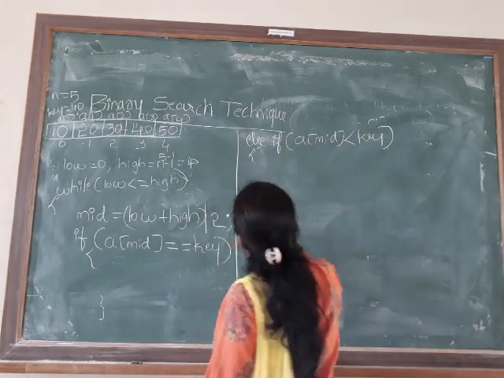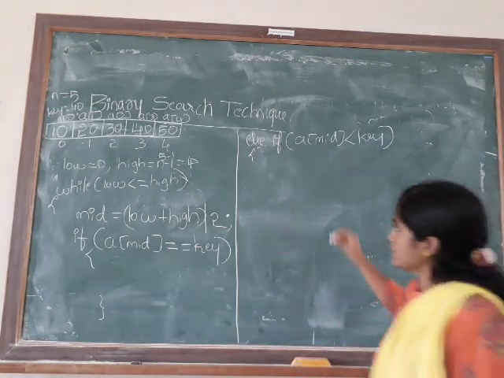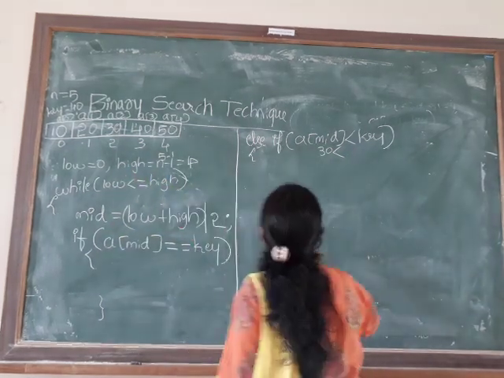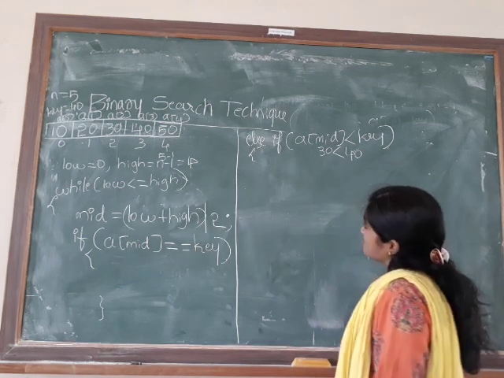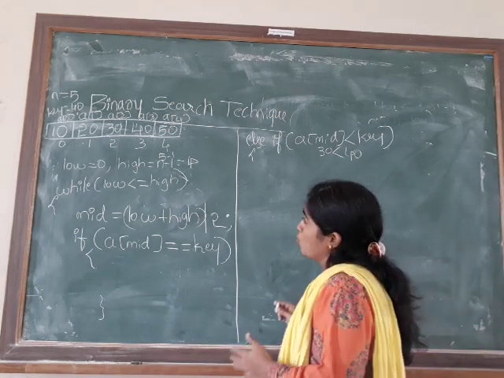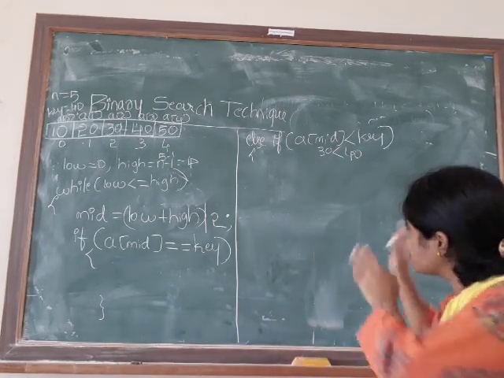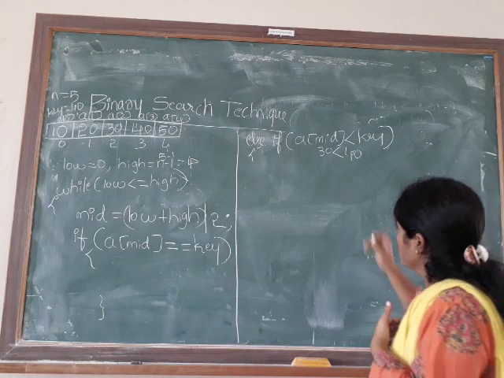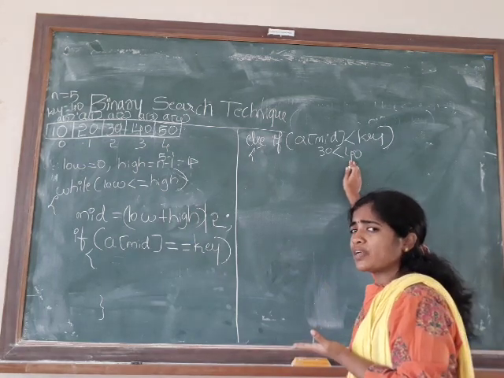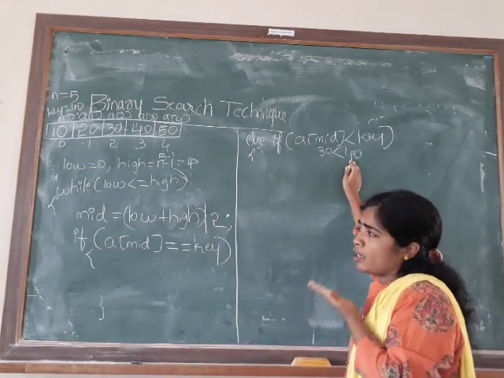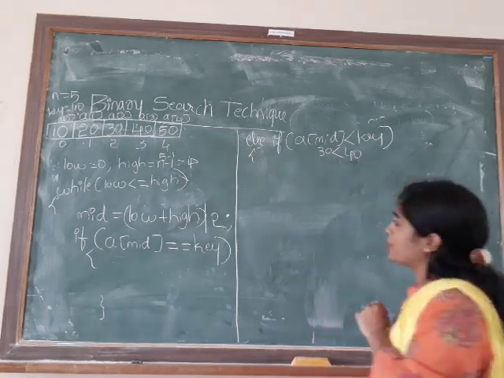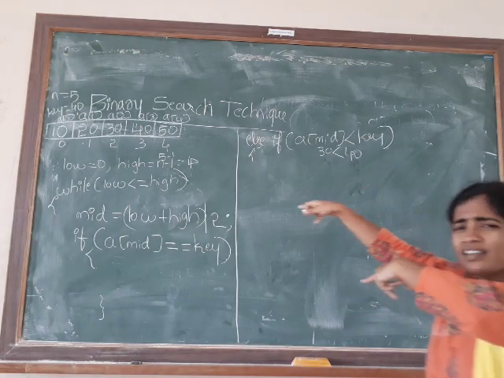A of mid less than key. What is A of mid? That is 30, that is A of 2, because my mid value is 2 according to this input. 30 less than 40, yes, it is true. As it is true, I come to know that key is present after the mid. How do I come to know key is present after the mid? Because all the array elements, whatever the input I have given, are in increasing order. So if mid is less than the key to be found, obviously it is present in the next half.